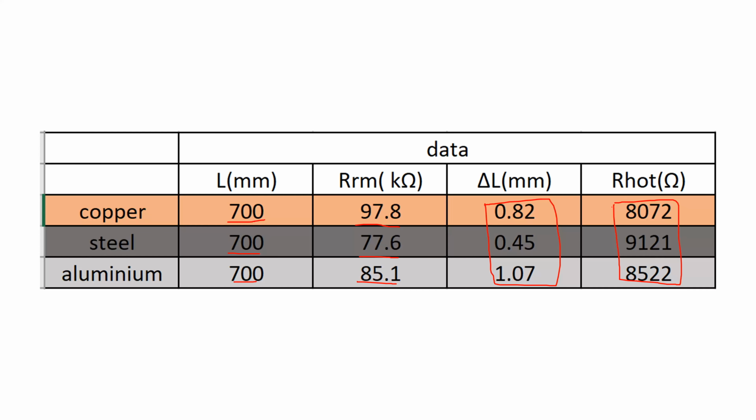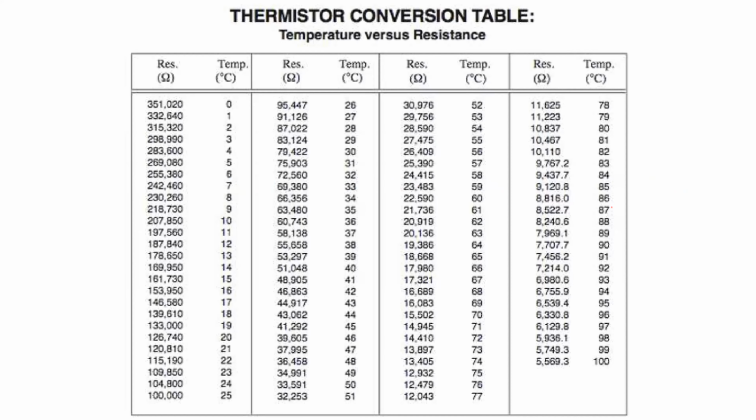Now, from the resistance, we can actually calculate the temperature. Here is a thermistor conversion table. This tells us a resistance value and its corresponding temperature in degrees Celsius. How I calculated it is that because this is not a linear relationship between temperature and resistance, we need to use this table.